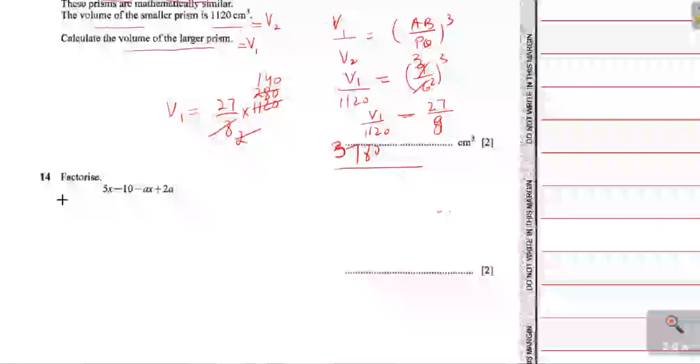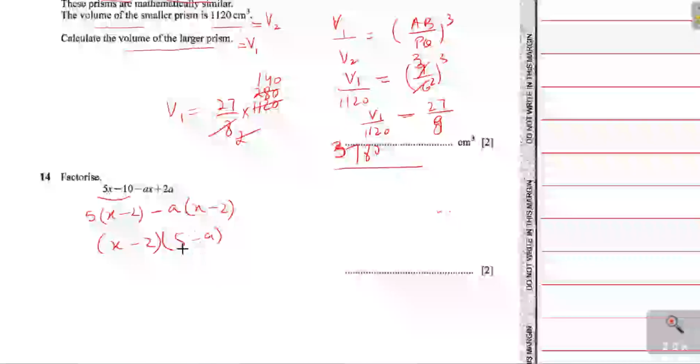Question 14. Factorize 5x minus 10 minus ax plus 2a. To factorize the four-term expression, firstly we will take the common factor from the first two terms, and 5 is the common factor. Here its value becomes x minus 2. In the next two terms, the common factor is minus a. We can write this as a into x minus 2. X minus 2 is a common factor and 5 minus a will be the remaining term, and this is the factorization of this expression.